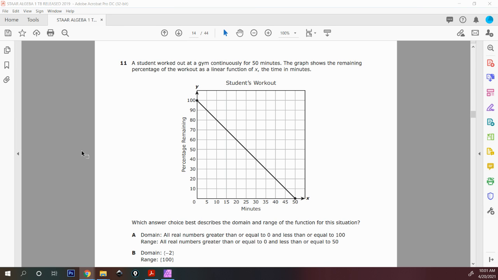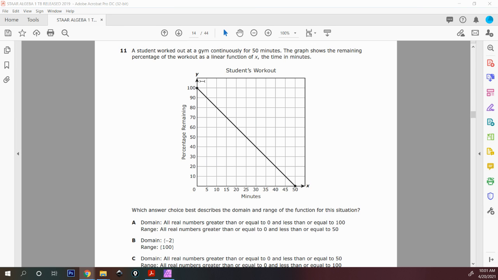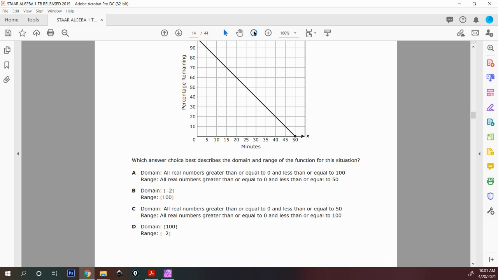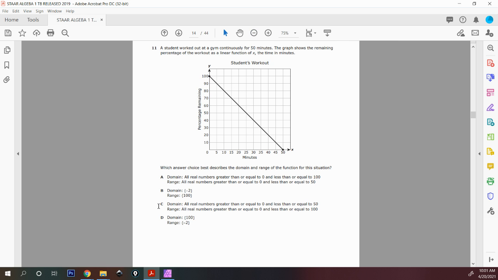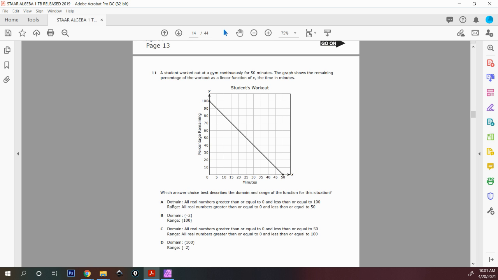Okay, today we're going to do questions 11 through 20. So here we have question number 11. And if I go down and check the answer choices, and I'm a big fan of looking at the answer choices first, notice it says domain range, domain range, domain range. So I bet I got to find the domain and range.